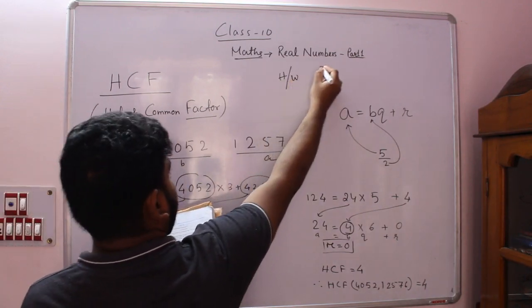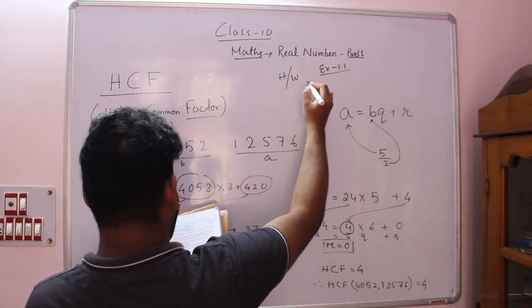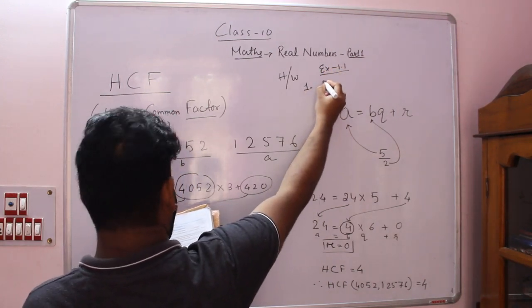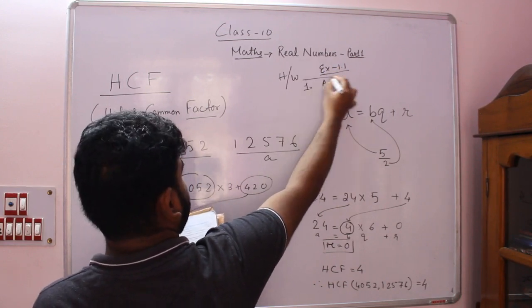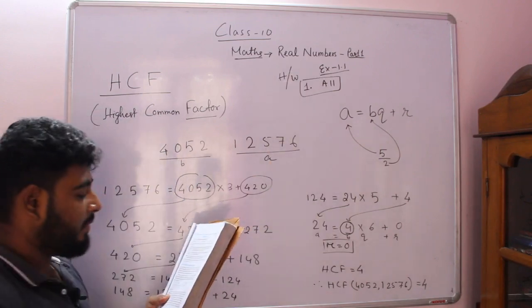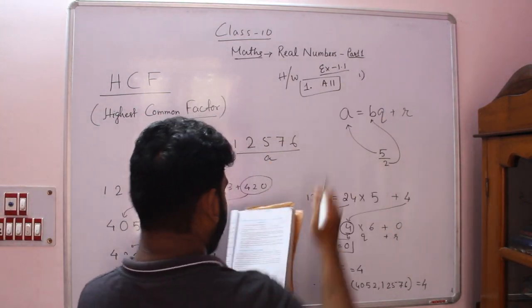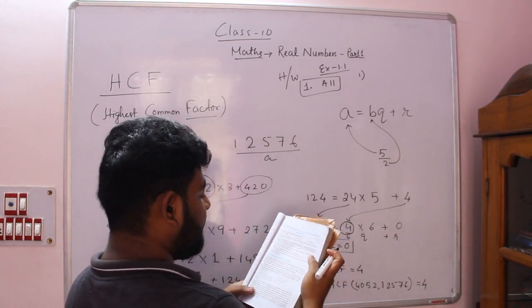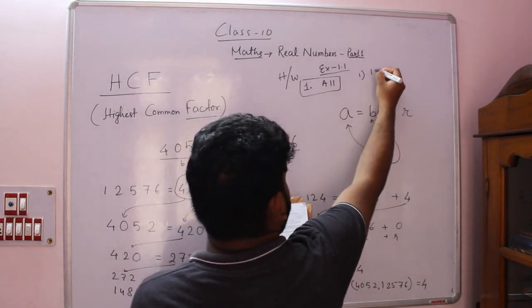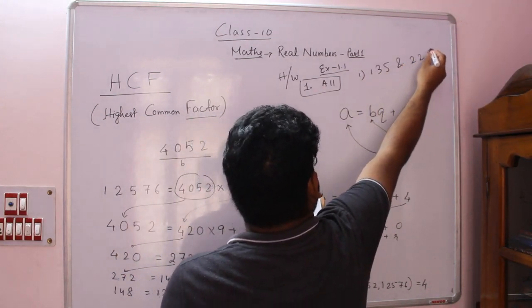Homework is exercise 1.1, question number 1, all 3 questions. So I am writing the question. If you don't have the book, I will send you the photo. Still, you have to find the HCF of these numbers 135 and 225.